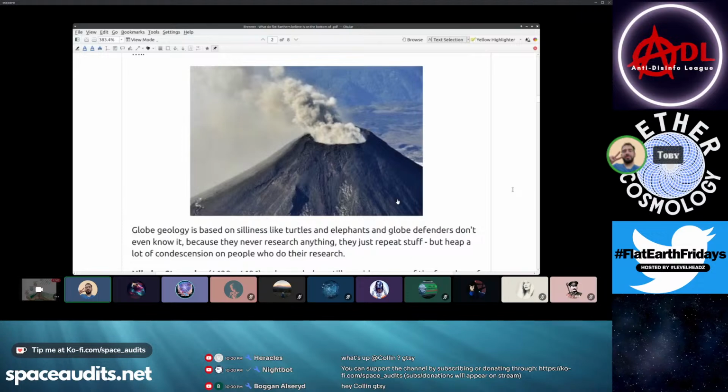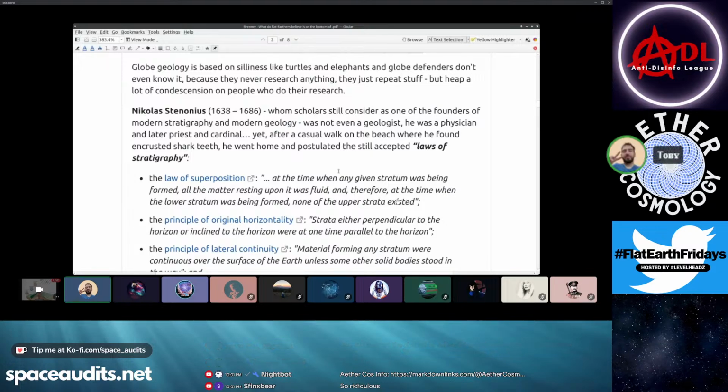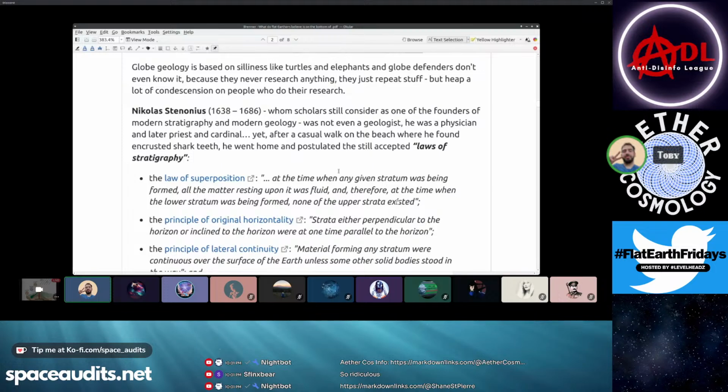Globe geology is based on silliness like turtles and elephants, and globe defenders don't even know it because they never research anything. They just repeat stuff, but heap a lot of condescension on people who do their research. Nicholas Steno, from 1638 to 1686, whom scholars still consider as one of the founders of modern stratigraphy and modern geology, was not even a geologist. He was a physician and later priest and cardinal. Yet, after a casual walk on the beach where he found encrusted shark teeth, he went home and postulated the still accepted laws of stratigraphy.